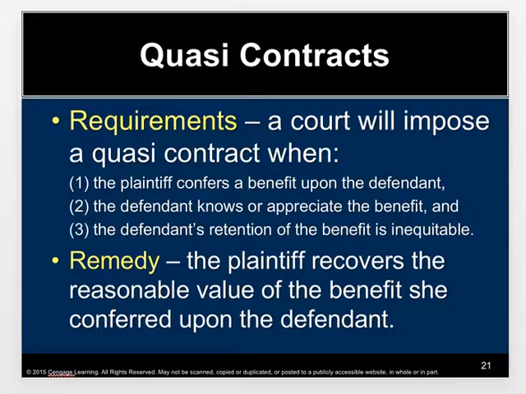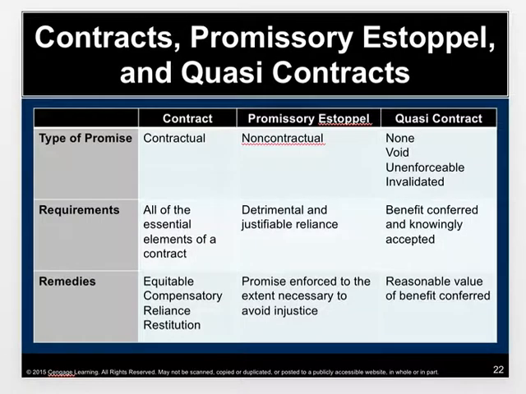And again, the remedy there recovers the reasonable value of the benefit that she conferred upon the defendant. And again, that's really what the court's going to try and determine, what was the reasonable value of that work that was done. So here we have a slide that puts it all into context: the type of promise, the requirements, the remedies, and then we have the contract, the quasi-contract, and the promissory estoppel.